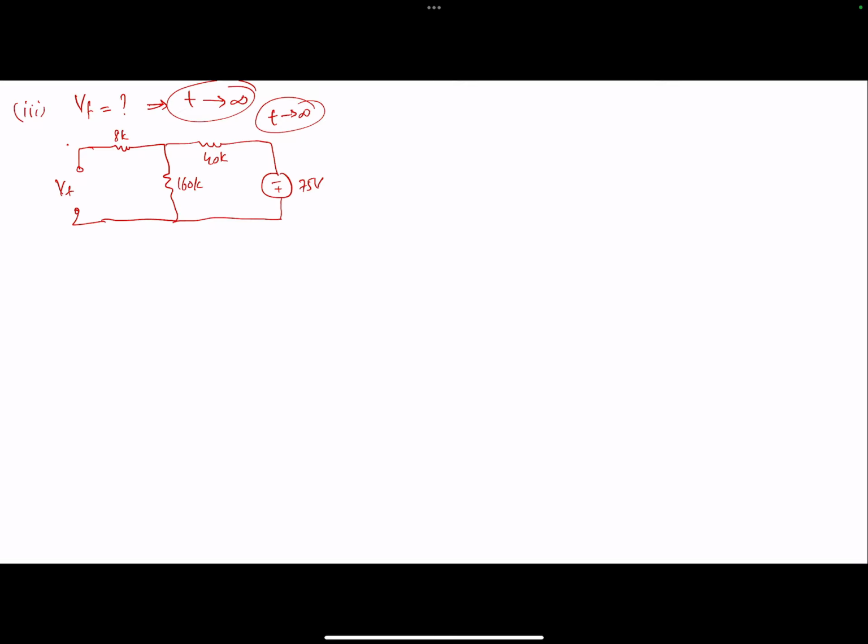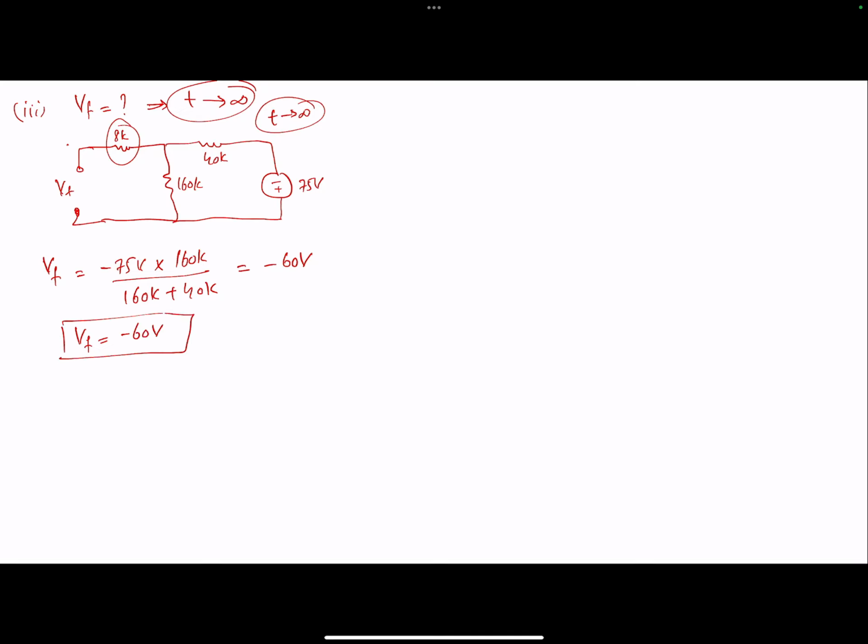Okay, I can easily get this value, and again, this is another voltage divider rule. I don't care about the 8K over here because VF is open circuit. So VF across 160K should be equal to minus 75, considering the polarity of the source here, times 160K divided by 160K plus 40K. If you were to solve this, the answer is going to come out to be minus 60 volts. So this is the value of the final voltage that you have.